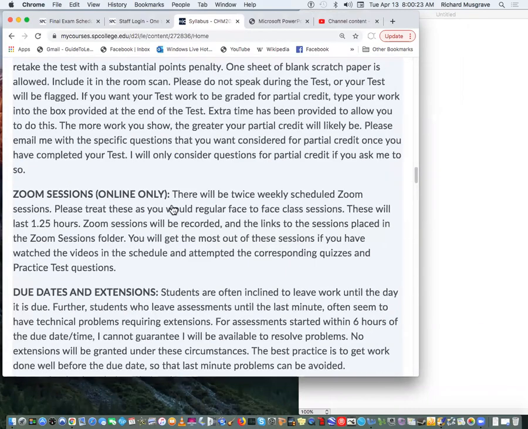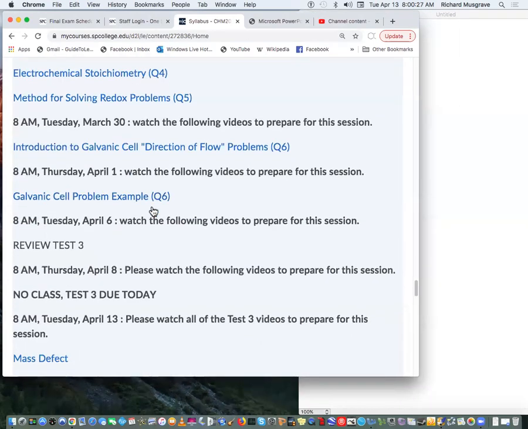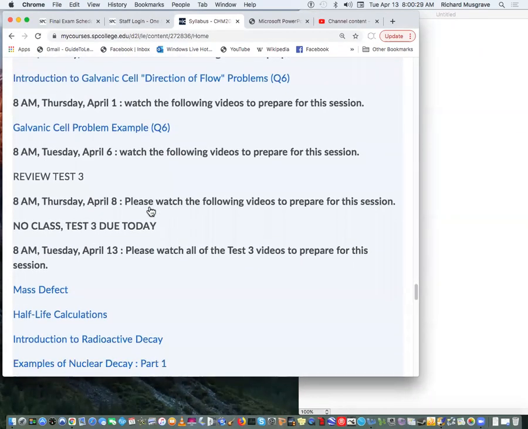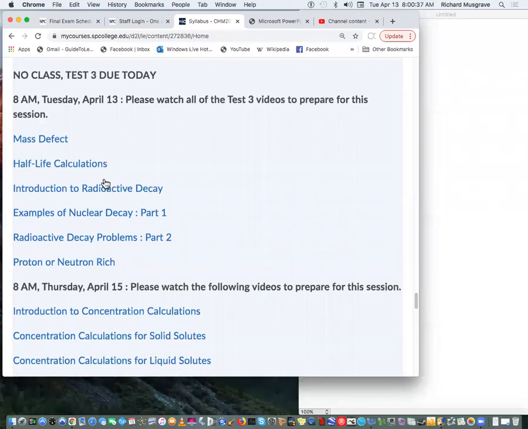Okay, so I'll show you where we are in the course. So today we're dealing with some nuclear chemistry, radioactivity and such.